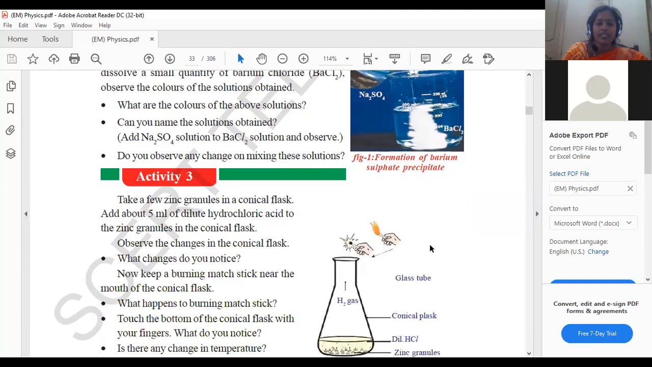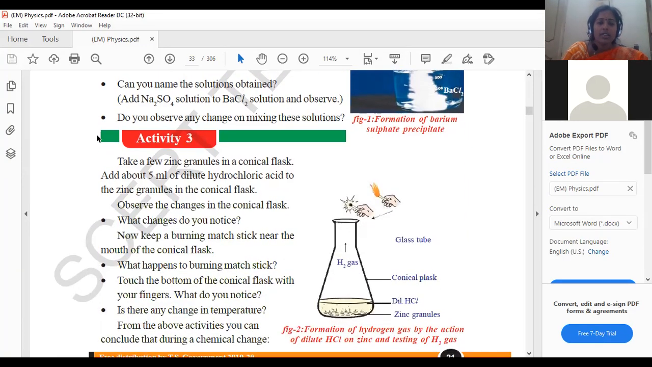Now let us move on to activity number 3. How will activity number 3 be performed? By taking a conical flask. This is called the glass apparatus, which is used for titration in volumetric analysis. This is called a conical flask, which is also called an Erlenmeyer flask. In this, we are taking zinc granules. Small zinc pieces will be taken. To these small zinc pieces called granules, now we are adding dilute hydrochloric acid.